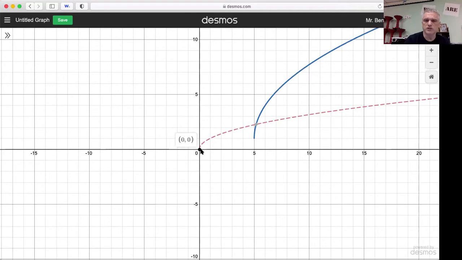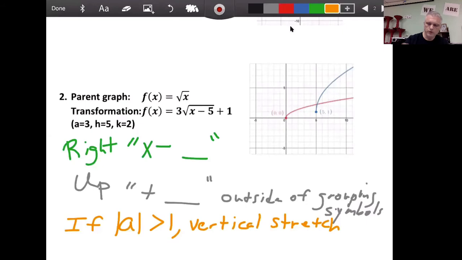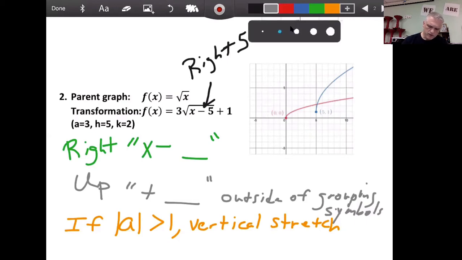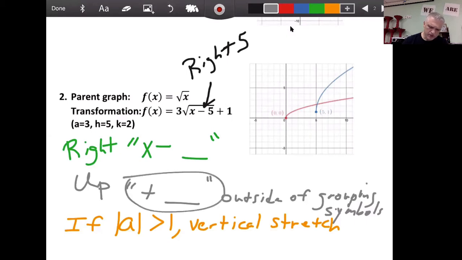So the vertex has moved five right and up one, and the graph itself is stretched vertically by a factor of three. So let's go back to our note sheet and let's write that down, shall we? On the note sheet, if we see x minus a number, in this case it's x minus 5, x minus 5 indicates that we're going to go right that number of units. So that tells us we're going to go right 5 units. Next one, if we see a plus a number, again outside of the grouping symbols, so plus one in this case, that plus one indicates we are going to move our graph up one unit.